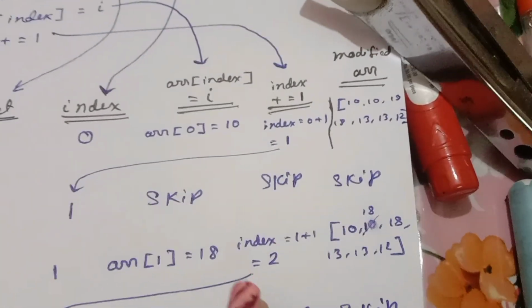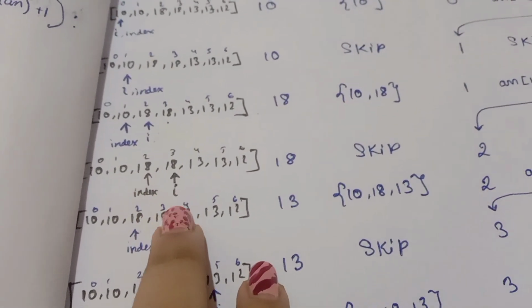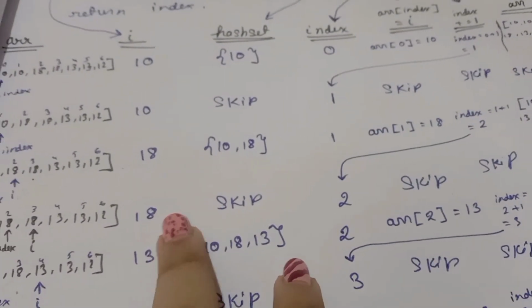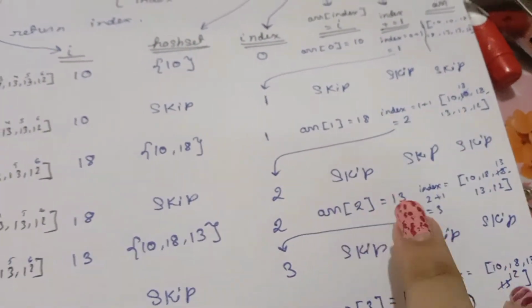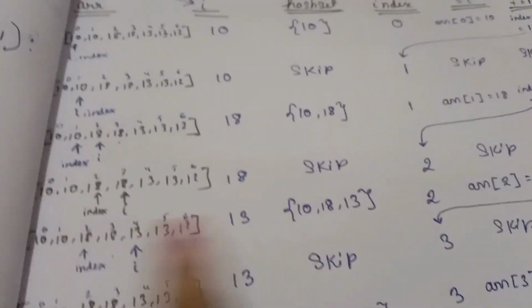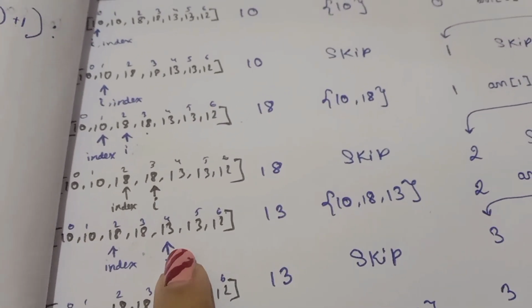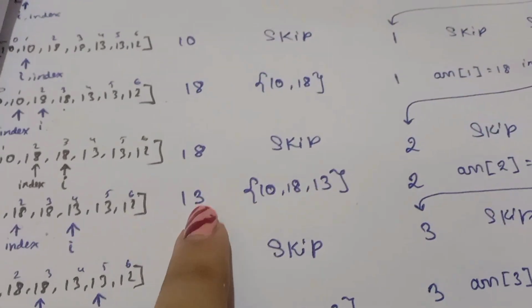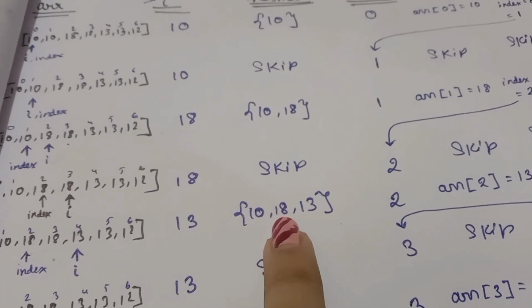After we are done with that, we are incrementing the index once more, and the index is incremented and I is here, but in this case I will not do anything because 18 is already present, so skip. So the index will remain the same as in the previous step. Now again I is incremented because of the for loop, and index is still there as the previous step got skipped. The next element is 13, not present in the hash set, so it will be included.